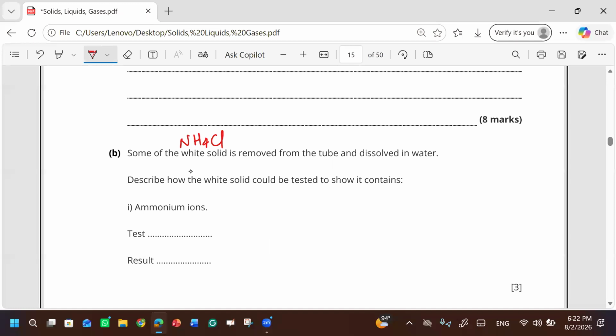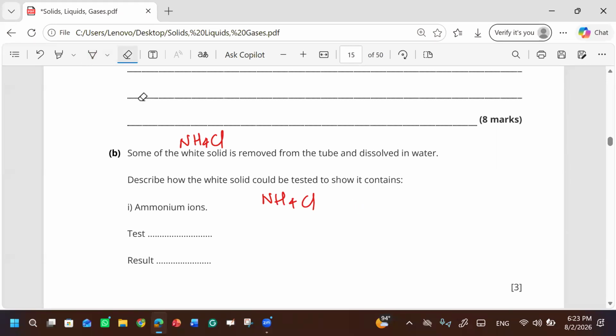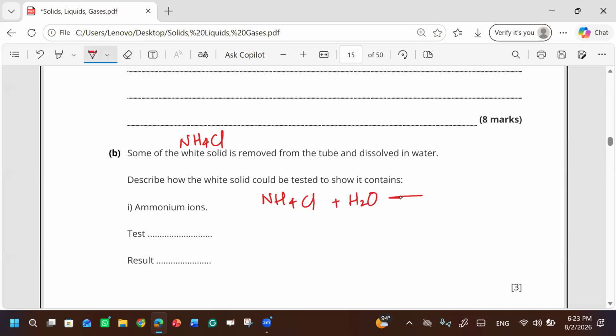Basically, firstly they are saying to dissolve ammonium chloride in water. So what if it is dissolved in water? What will happen? If it's dissolved in water, will it become another color? They are saying you have to dissolve it in water to release ammonium ions.